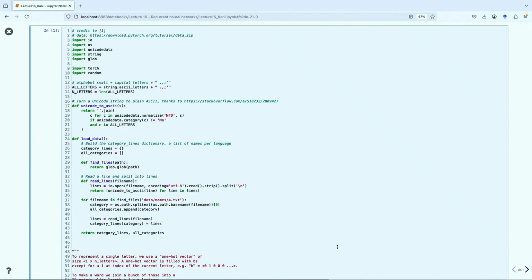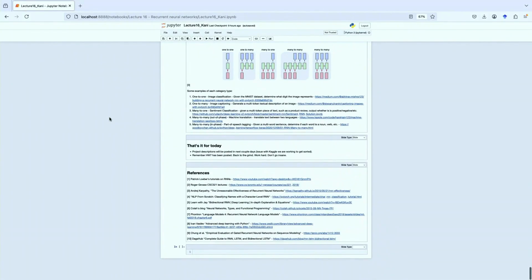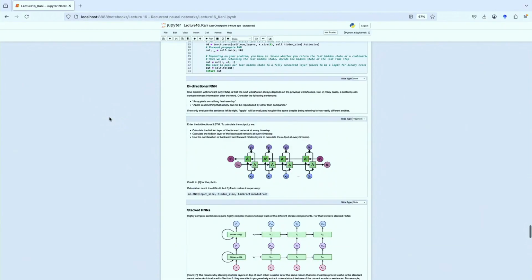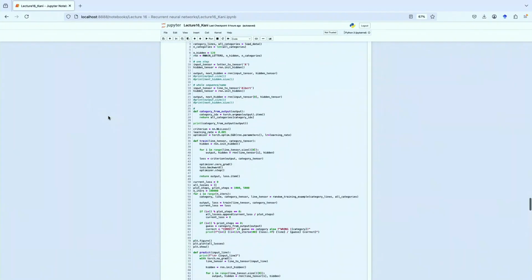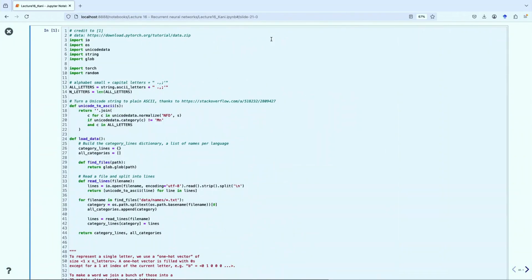code about. Credits to, what's his name? Oh man, I'm blanking. Credit to Patrick Loeber. There we go. Credit to Patrick Loeber for making this example. He has a nice little YouTube channel where he teaches machine learning. So thank you, credit to him.